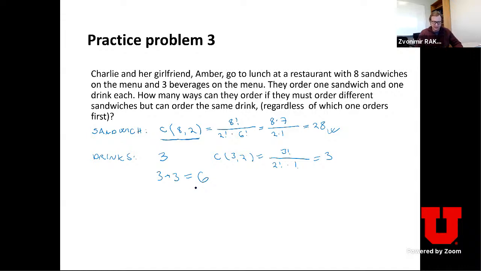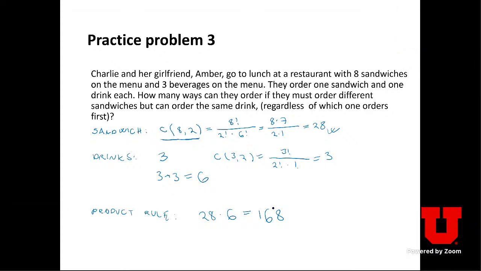And so we have 28 different ways for sandwiches and 6 for drinks. And so by the product rule, the final result is 28 times 6, which is equal to 168.